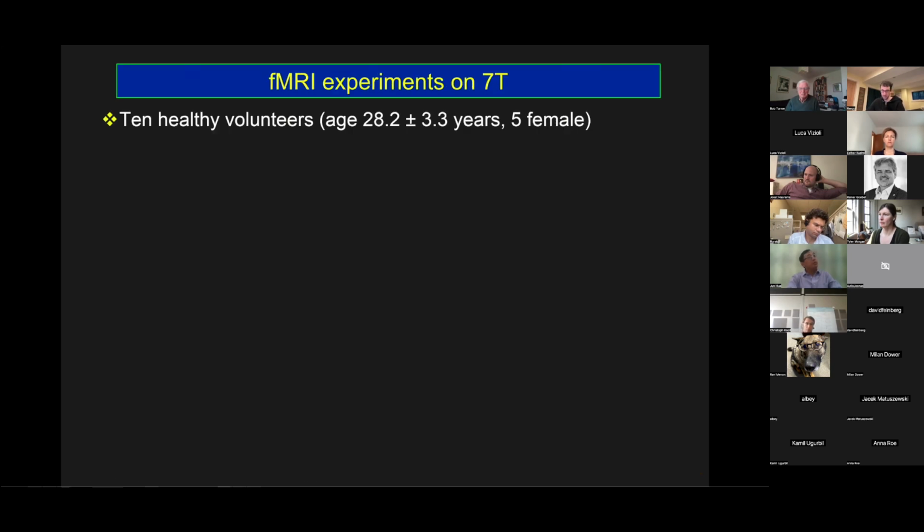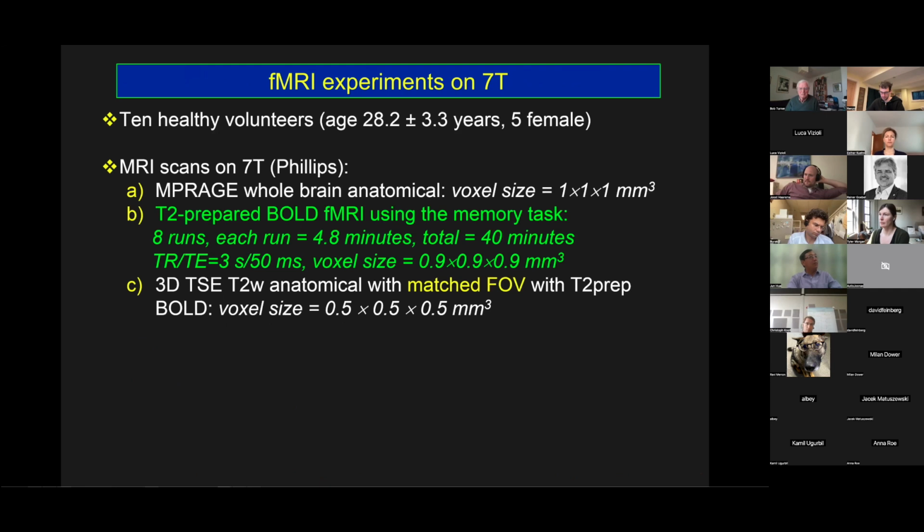Okay, so we did this in a few young and bright graduate students who can stay in the scanner for a long time to test our results.